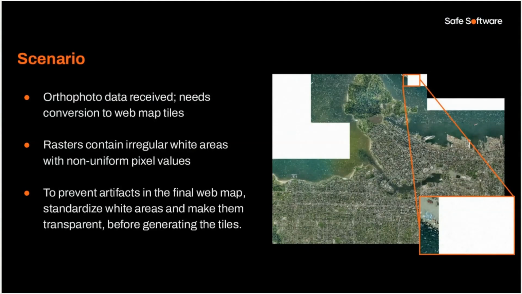Cleaning this up will be a bit of a challenge as we have to determine the range of values that make up these areas and then get rid of them. Then we will want to add an alpha band and write to a format that supports transparency, in this case PNG, to create the web map tiles. So now I'll go into the demo where we go over a sample workflow that handles this data cleanup.